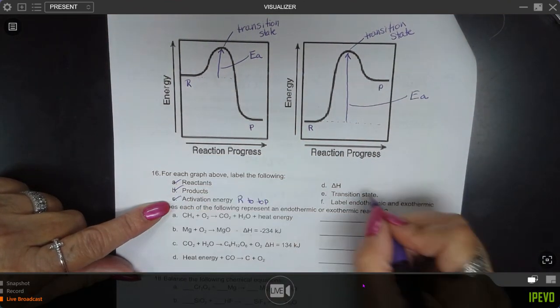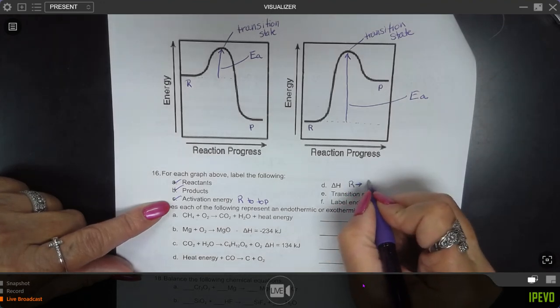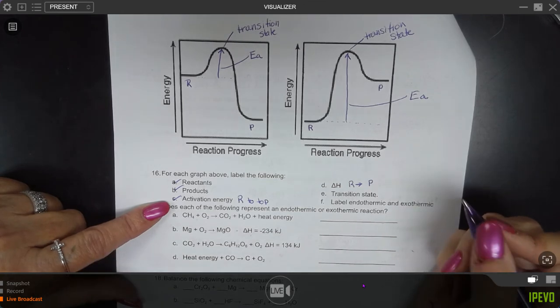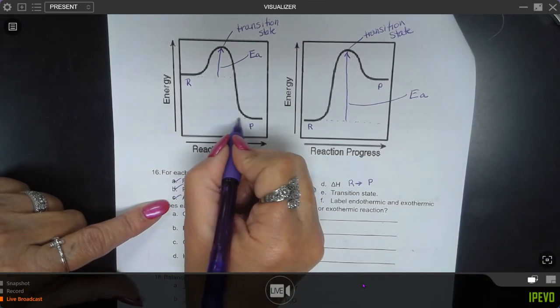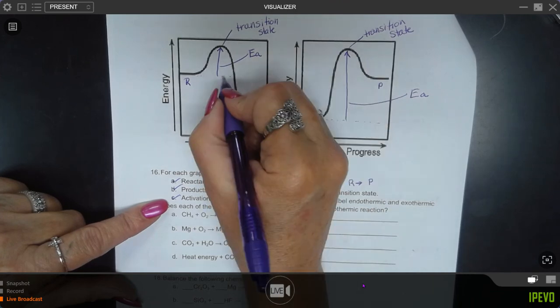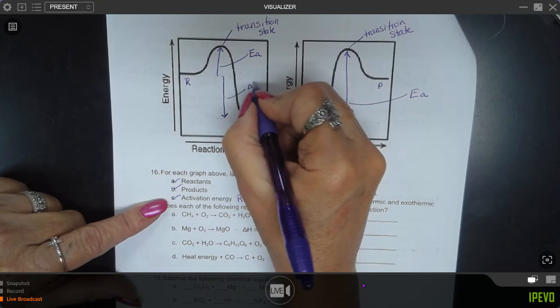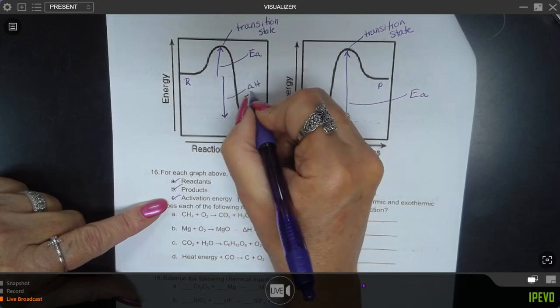Delta H, remember delta H is always from the reactants to the products. That helps us figure out if it's positive or negative. So in this first example, delta H is from the reactants to the products. It's going down, so it is a negative value.